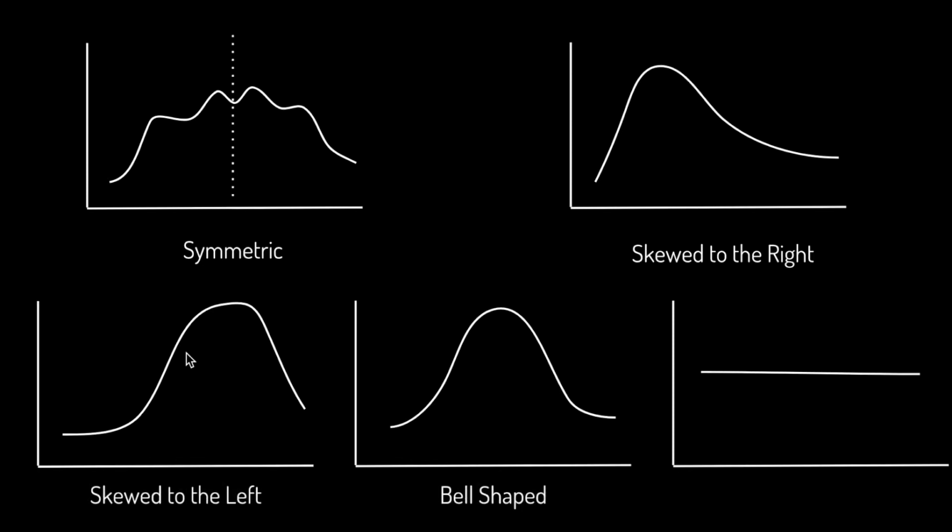And lastly, it can be really simple. It is called uniform. This kind of graph shows that all kinds of data have consistency and there's no discrepancy between each other.